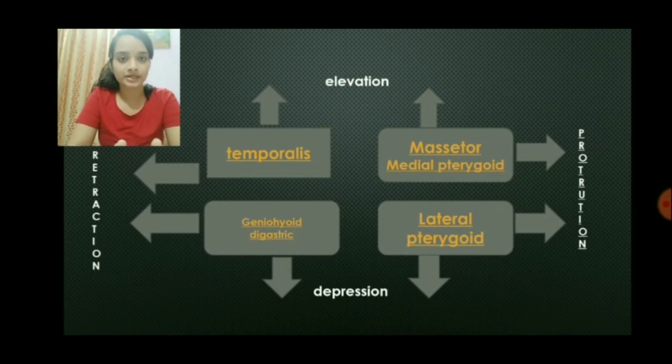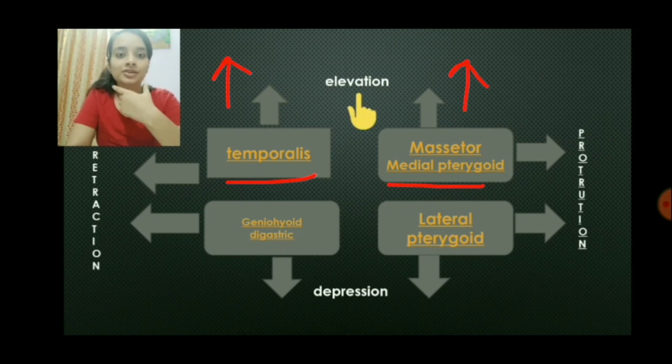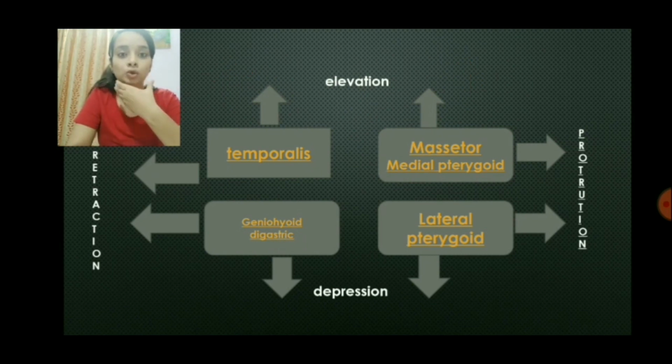Coming to the actions of muscles of mastication. This diagram overall is really important for all the dental students, especially the NEET aspirants, as many of the MCQs are asked from this topic. As you can see, I have marked the muscles of mastication in the four blocks, and the arrow indicates the direction in which they pull the mandible. Temporalis, masseter and medial pterygoid cause the elevation of mandible. Elevation of mandible will cause the closing of mouth.